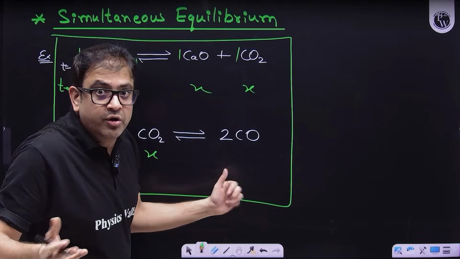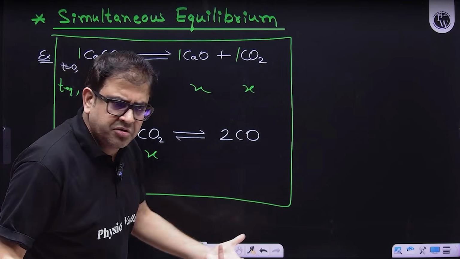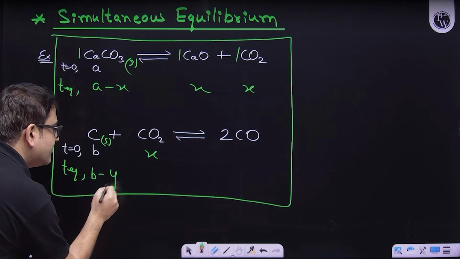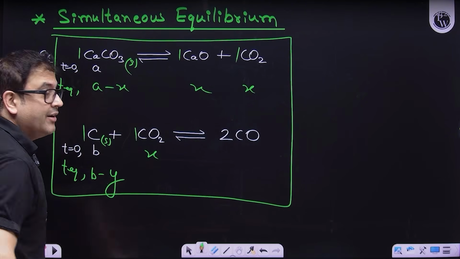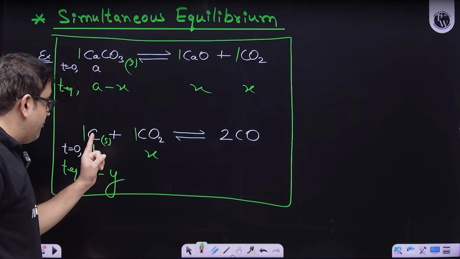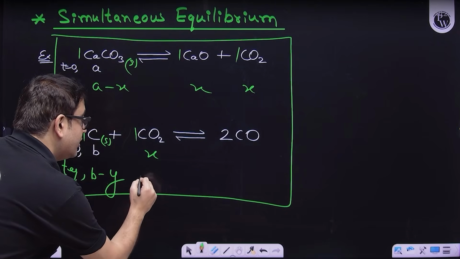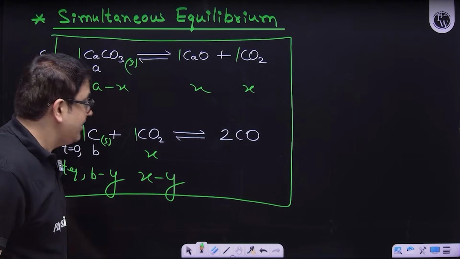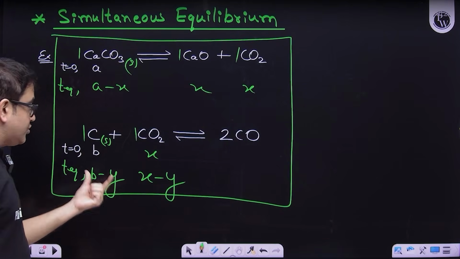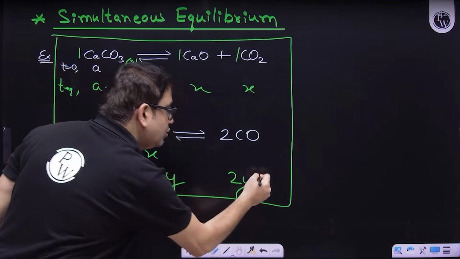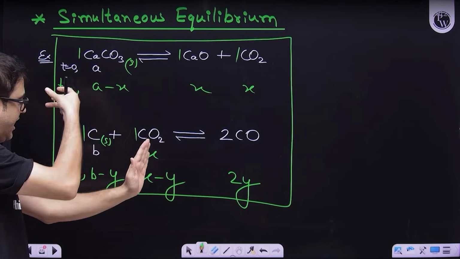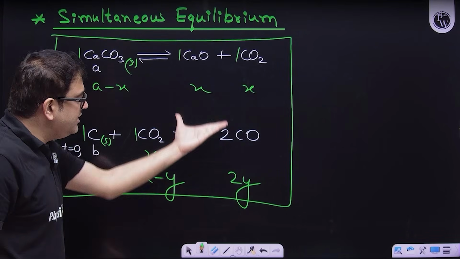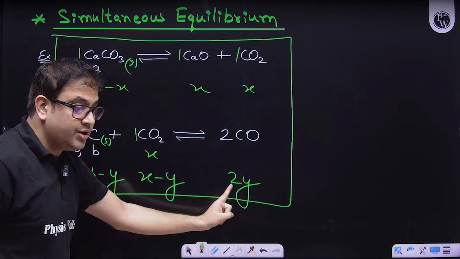I do not know its degree of dissociation, so let's say Y moles of this have reacted. What remains at equilibrium? B minus Y. If 1 reacts, it will require 1 of this, so if Y reacts, it will require Y of this. So it will be X minus Y, because out of those X, Y has gone. 1 produces 2, so Y produces 2Y. These concentrations are simultaneous.